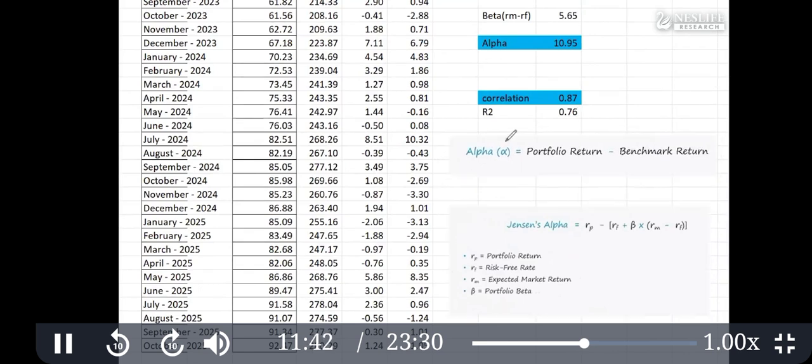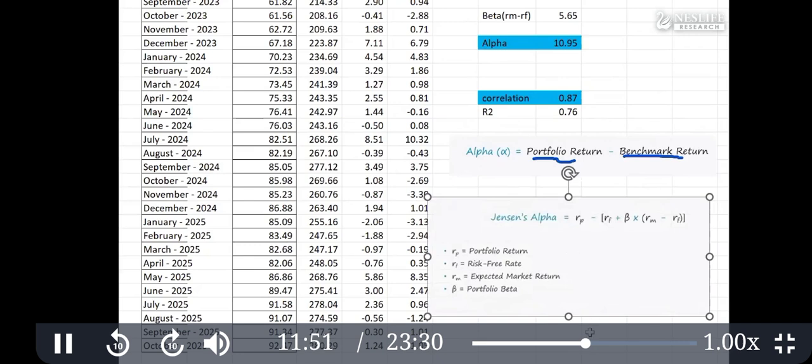Some people will say just portfolio return minus benchmark return is equal to alpha. But the hardcore professional will talk about the Jensen alpha. So be aware, ask the person which definition of alpha they are using. Is it the simple definition of portfolio return minus benchmark return, or Jensen alpha?